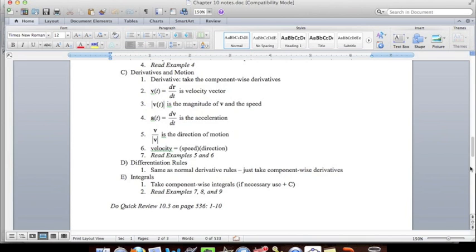Those last two, not major concerns, but knowing that velocity is the derivative of position and acceleration is the derivative of velocity, and most importantly knowing that speed is not just make velocity positive. Speed is the magnitude or the length of the velocity. That is very important.